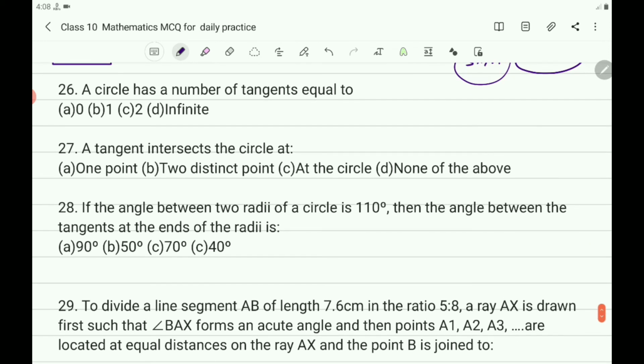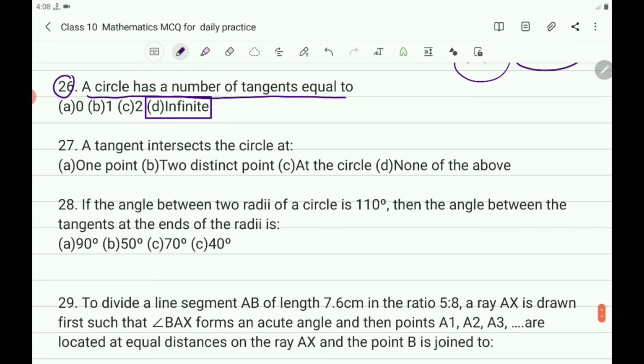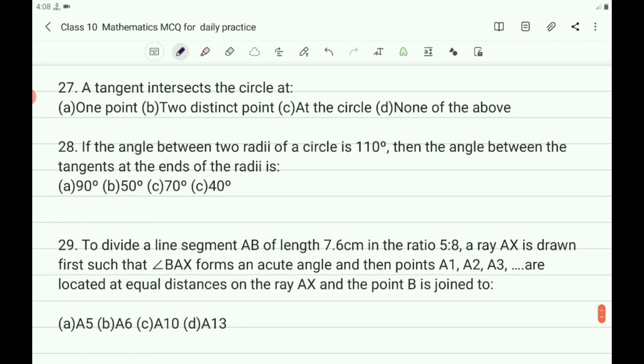Next, let us take question number 26. A circle has number of tangents equal to. You know that a circle can have infinite number of tangents. Therefore, the answer is option D. Then question number 27. A tangent intersects the circle at. A tangent always intersects the circle at only one point. The answer is option A.